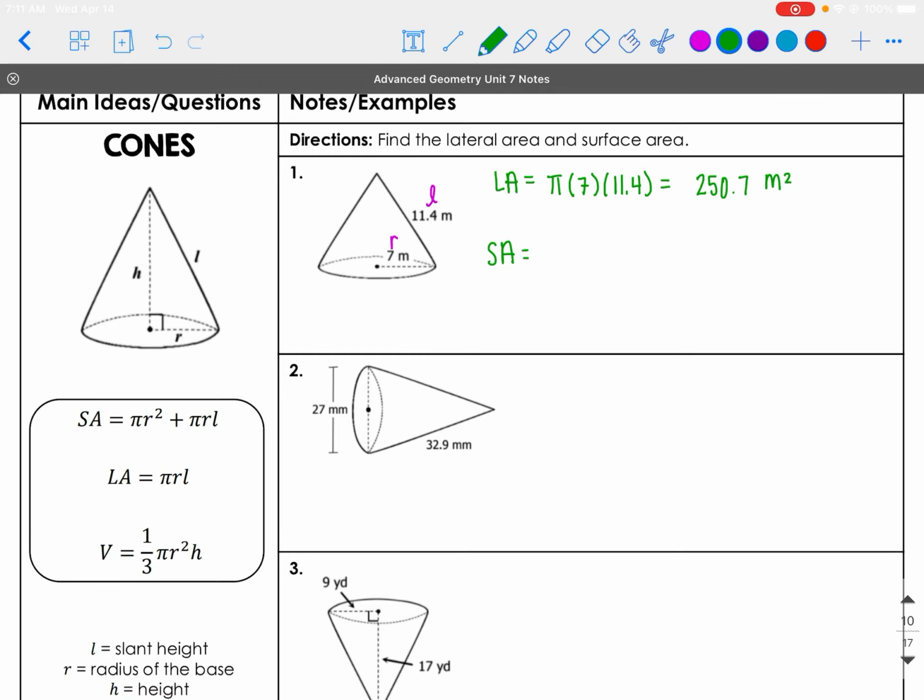And then for the surface area, we have this pi r L. So just like always before, you take the lateral area plus the area of the base to get your surface area. The area of a circle is pi r squared. So you take that 250.7 and add pi times 7 squared, and we get 404.64 meters squared.